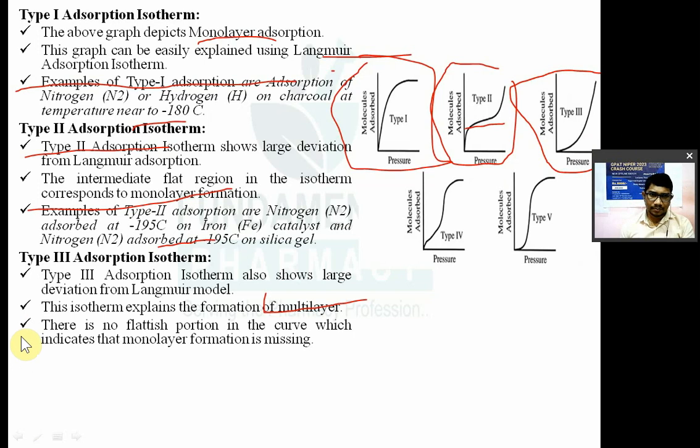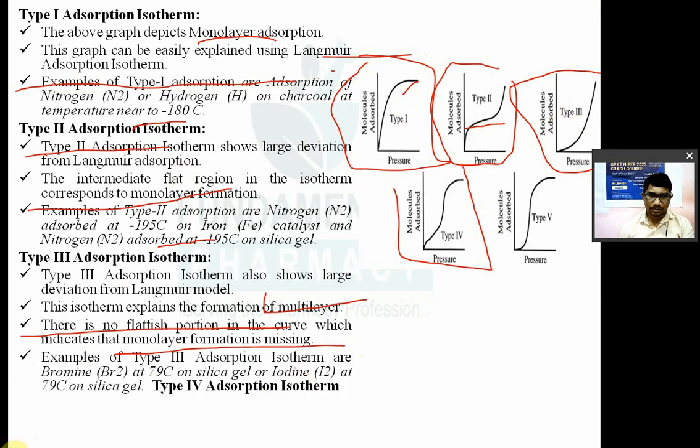So type 3, here there is no flattish portion in the curve, which indicates that monolayer formation is missing. यहाँ पे कोई फ्लैट पोर्शन नहीं है, यहाँ पे फर्स्ट में फ्लैट पोर्शन है, इसमें भी मोनोलेयर, इसमें नहीं है. एडसॉर्प्शन आइसोथर्म टाइप 4, इसके एग्जांपल देख लो टाइप 3 के. So example of type 3 adsorption isotherm, bromine at 79 degrees Celsius on a silica gel or iodine at 79 on a silica, bromine or iodine adsorption on a silica gel.